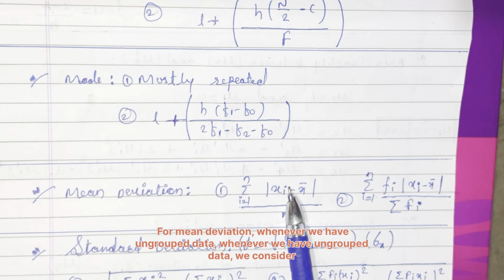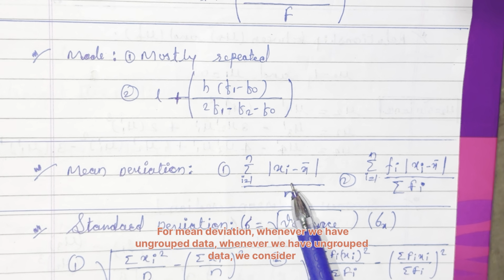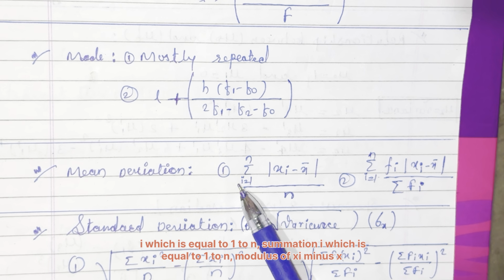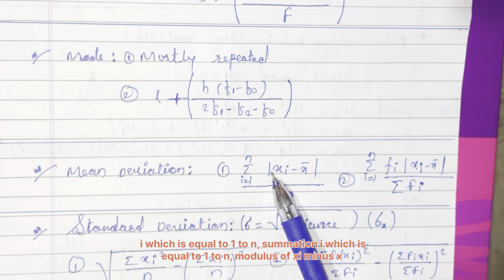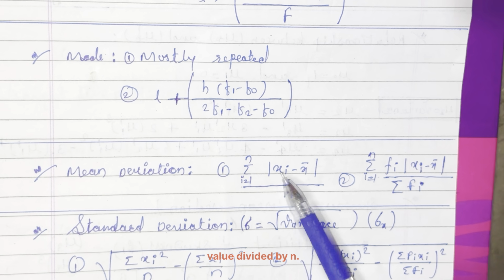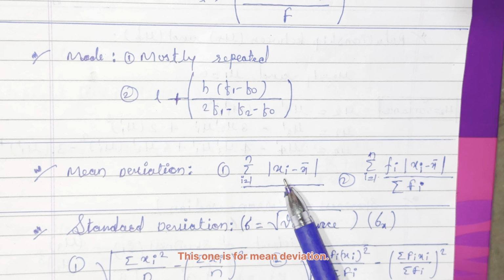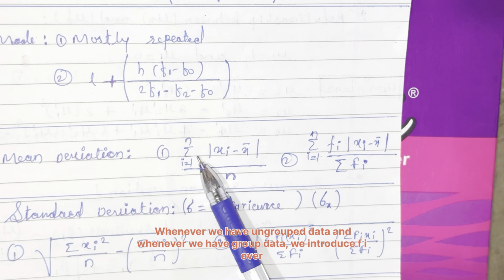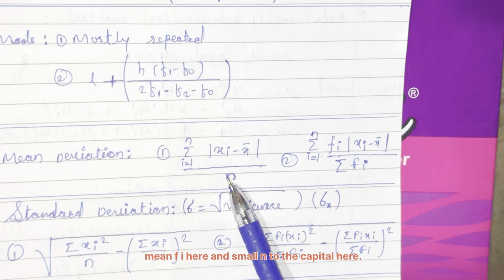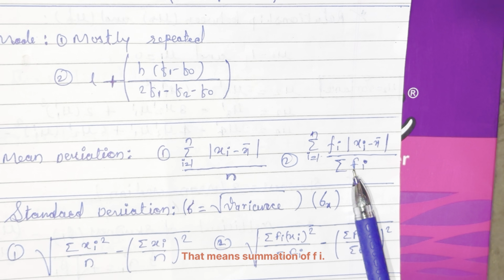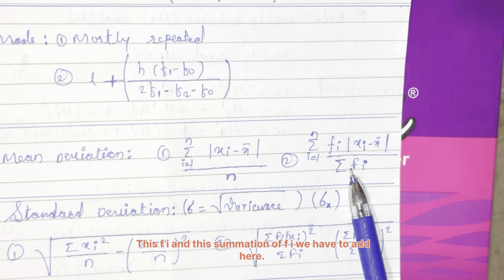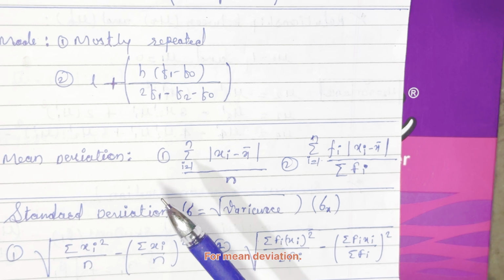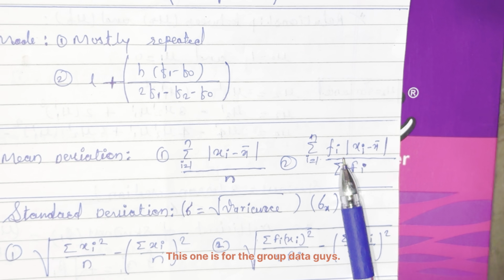For mean deviation, whenever we have ungrouped data, we consider the summation from i equal to 1 to n of modulus of xi minus x bar, divided by n. This one is for mean deviation when we have ungrouped data. And whenever we have grouped data, we introduce fi here, and small n becomes capital N, that means summation of fi. This one is for ungrouped data, this one is for grouped data, guys.